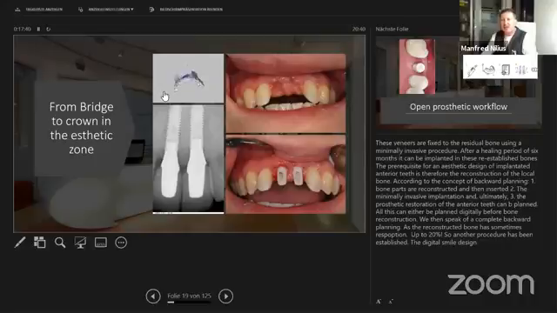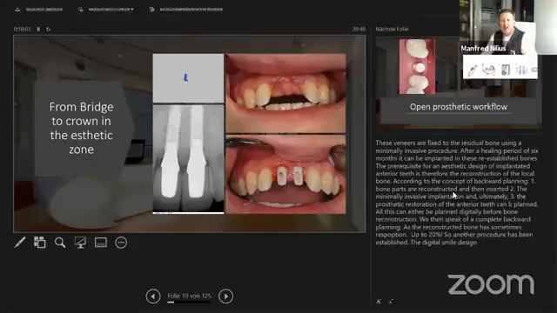This is allogeneic bone fixed to the residual bone using a minimally invasive procedure. Normally, after a healing period of 6 months, the implant can be placed in the re-established bone. The prerequisite for an aesthetic design of implanted anterior teeth is therefore the reconstruction of the local bone.